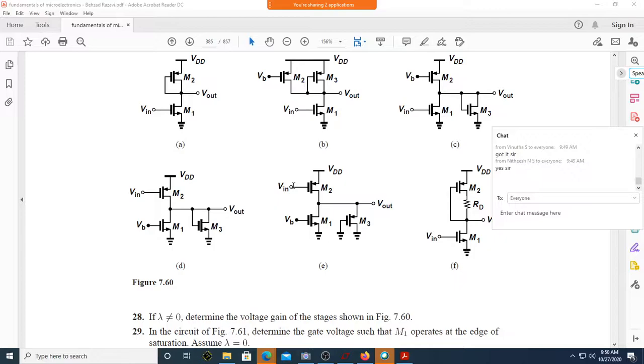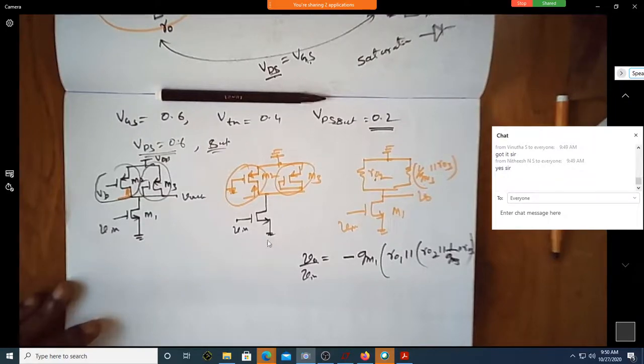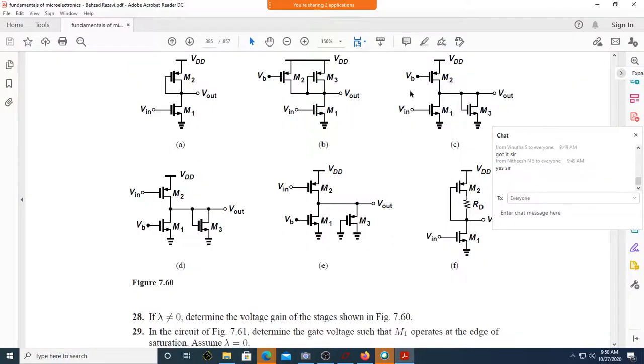Sir, can we ground VB? Yes, in C we have to DC ground them. These voltages have to be considered as AC ground. They are AC grounded, so that's why you could do it like this. Otherwise, how would you have done? Can you see I'm grounding VB here? This bias voltage has to be grounded.